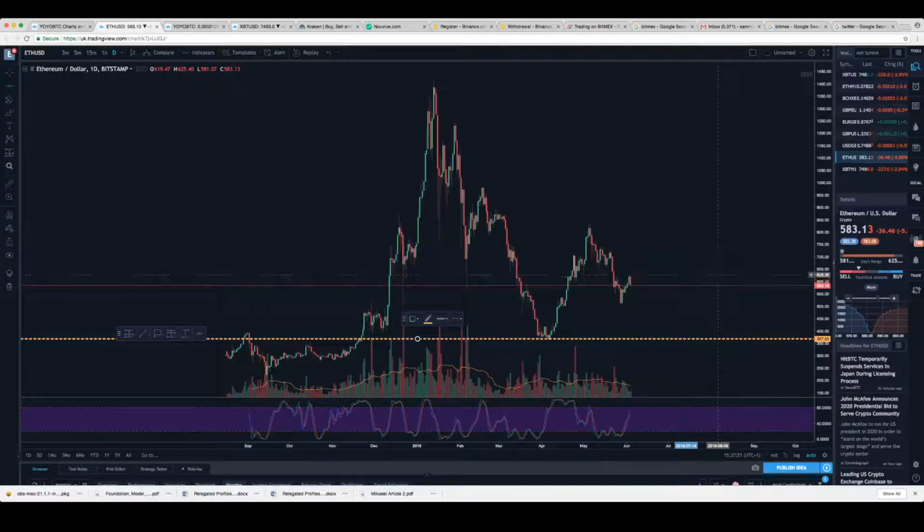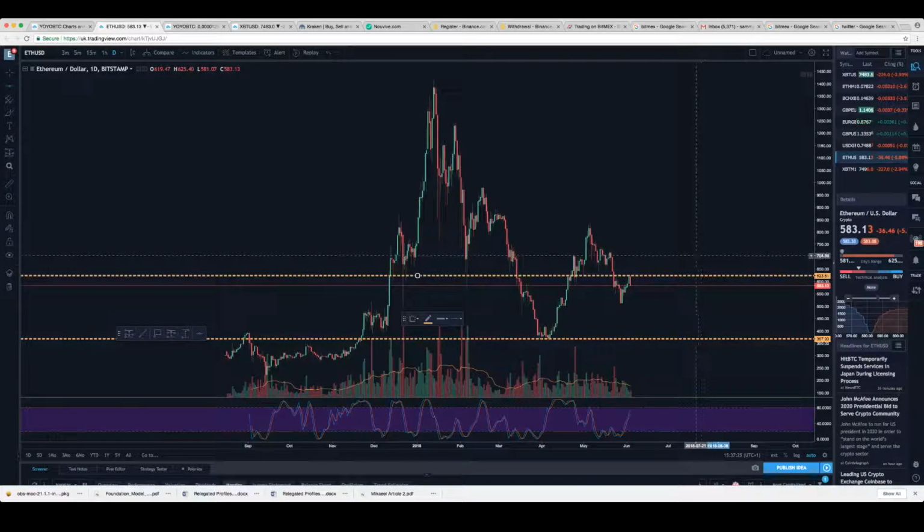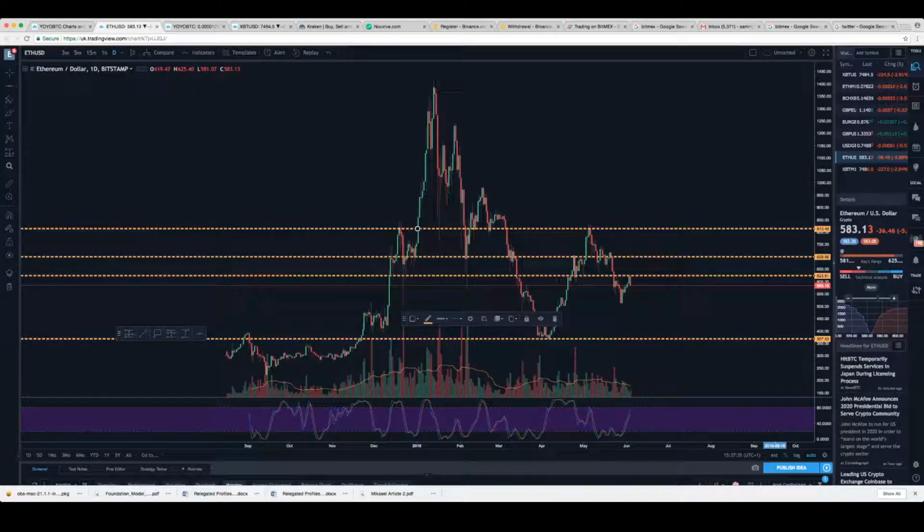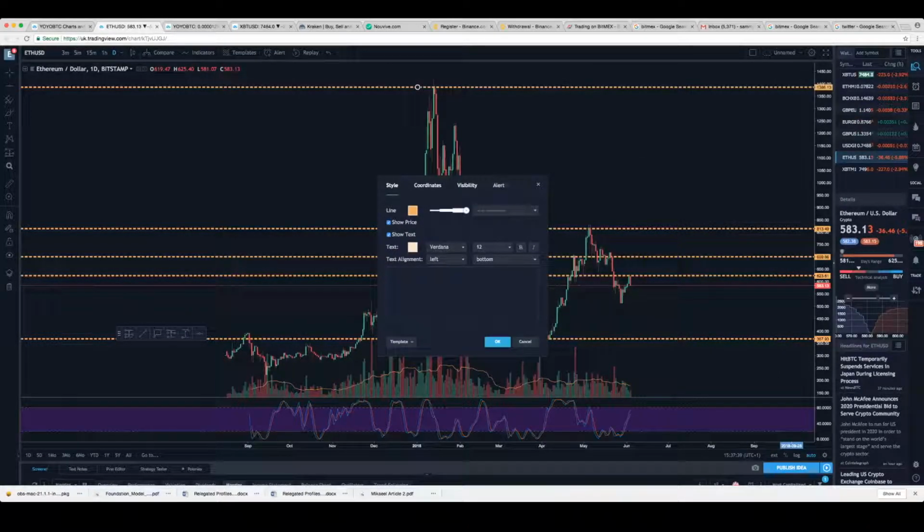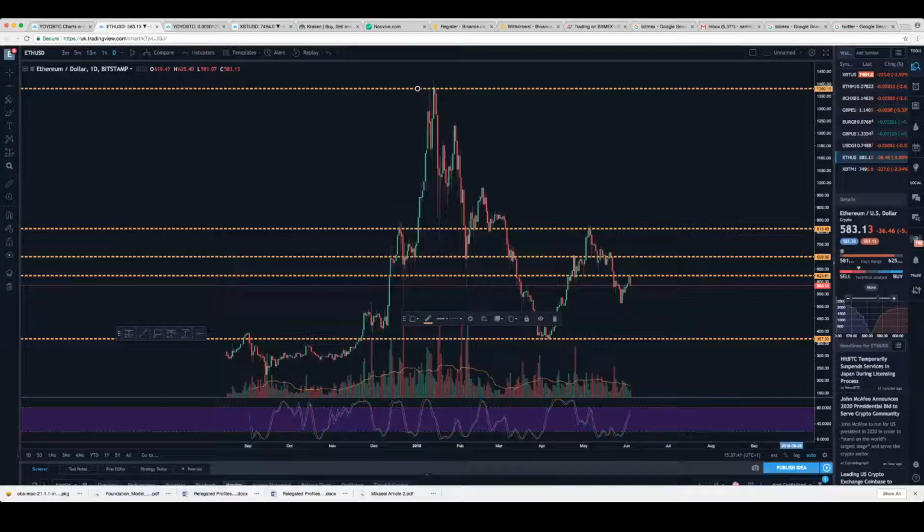So here is another support. Here's another support slash resistance. Here is a further one. Here is another one. And ultimately it goes as high as this. There it is. And then you'll see another one that's like this.